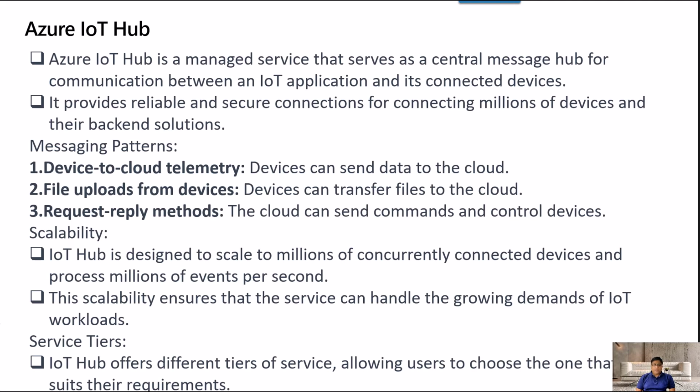Then apart from that, IoT Hub provides a very inherent capability for scalability. And when it comes to scalability, it means that it provides scalability for managing millions of devices concurrently at the same time. Millions of devices are connected at the same time to the IoT Hub, and these millions of devices send trillions of messages together.